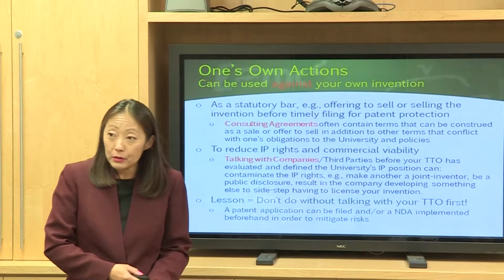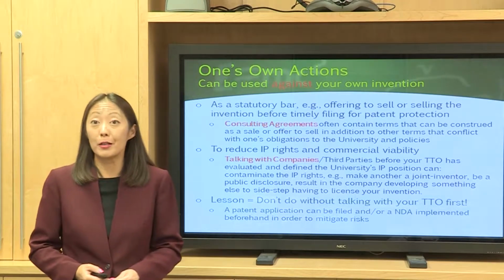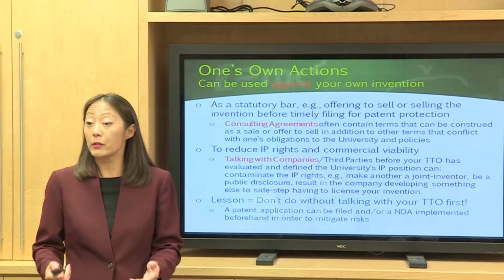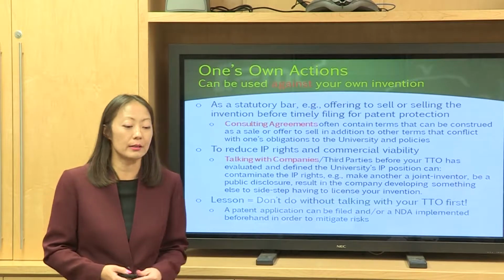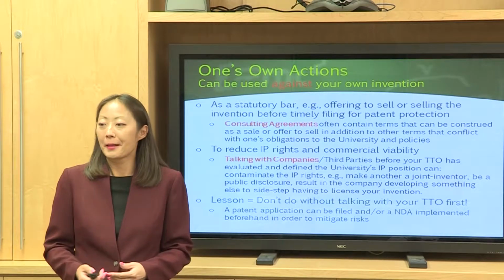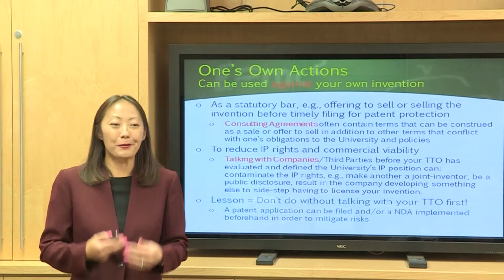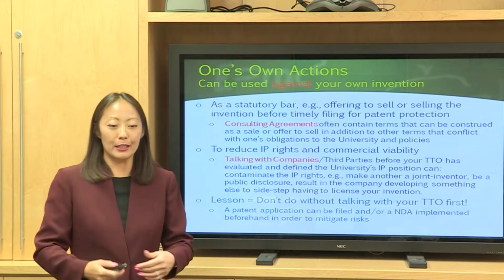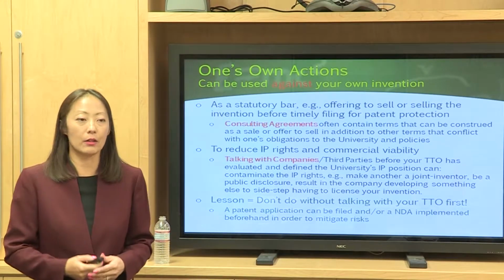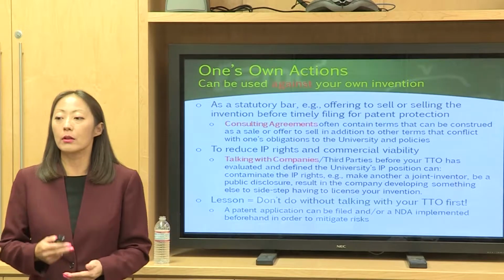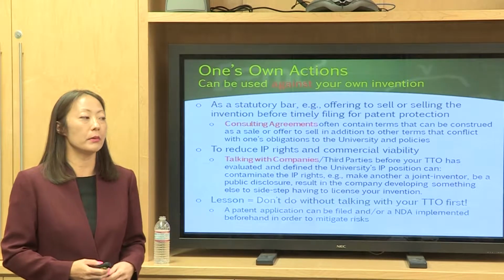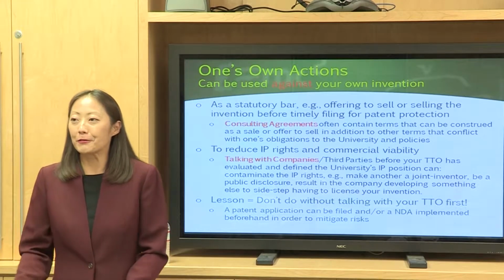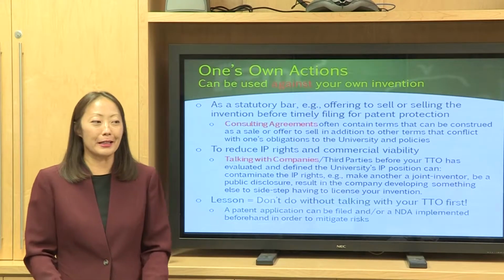Your own actions can be used to reduce the IP and commercial viability of your invention. And so where we run into that is talking with companies. A lot of times inventors, especially ones who are very involved in their invention and want to commercialize it and get it out there, and they're proactive, often run into issues of being very proactive in talking to companies first before talking to the tech transfer office, and then we run into problems.